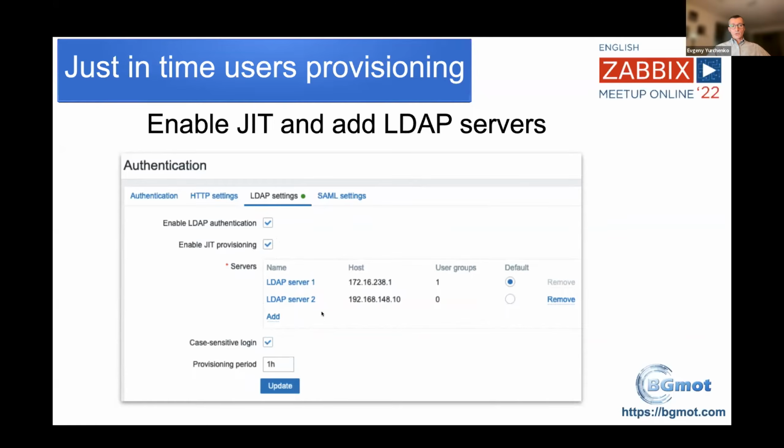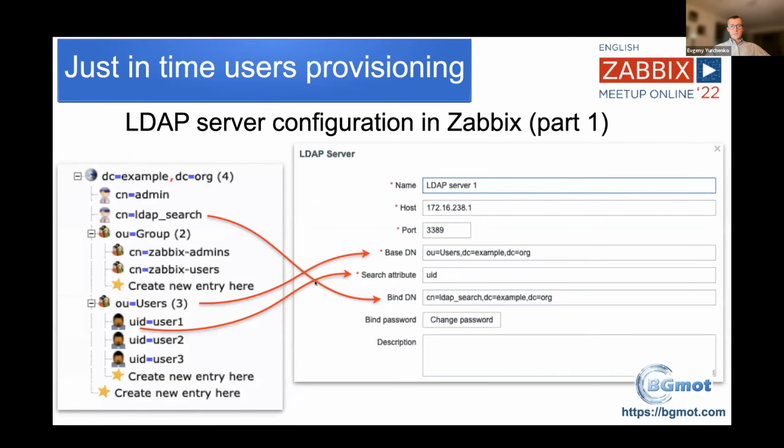But since we are talking about just-in-time user provisioning, the user doesn't exist in Zabbix. It doesn't belong to any user group. So only the default LDAP server will be used to provision new users. Now we click on LDAP server 1 and see this screen.